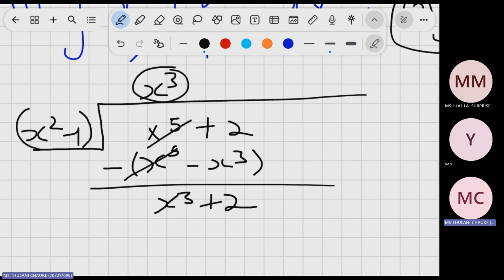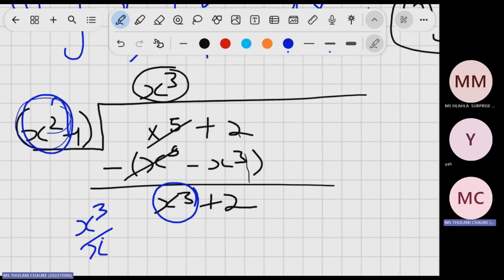Then now, you guys understand what I just wrote. You know that the 2 will just come down. And then now you will see x squared goes how many times into x cubed? It goes how many times? Once. It will be x cubed divided by x squared, so you'll remain with x. So meaning here you're gonna have plus x.